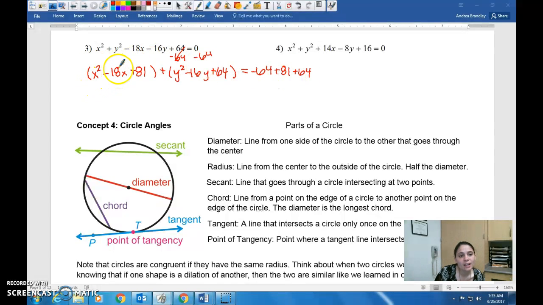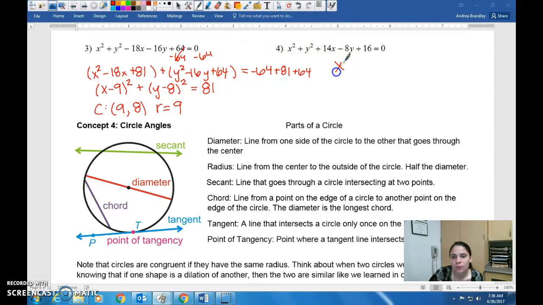So two numbers that multiply to 81 and add to negative 18 is negative 9 and negative 9, just because that negative 18 divided by 2 is a negative 9. I could have got it that way as well. And then two numbers that multiply to 64 and add to negative 16 is a negative 8. And then negative 64 plus 81 plus 64 is 81. So there I have my final form. My center is at 9, 8. And my radius is the square root of 81, which is 9.